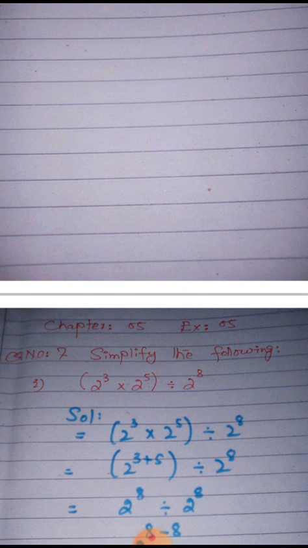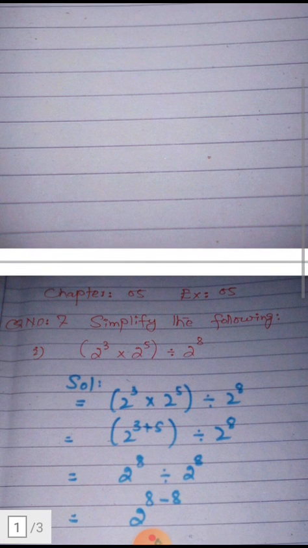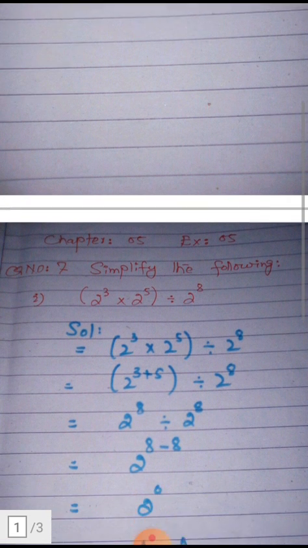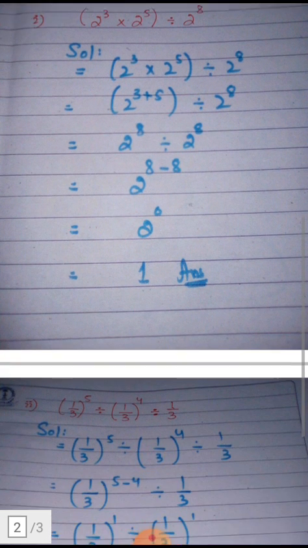Again, you have learnt another rule: when we divide with the same base, we will subtract the powers. In division we subtract powers, and in multiplication we add the powers. So here in division the bases are the same, so we subtract the powers. 8 minus 8 will be 0, and you know another rule: any number raised to the power of 0 is equal to 1. So 2 power 0 is equal to 1.